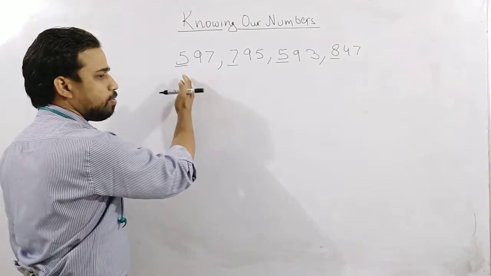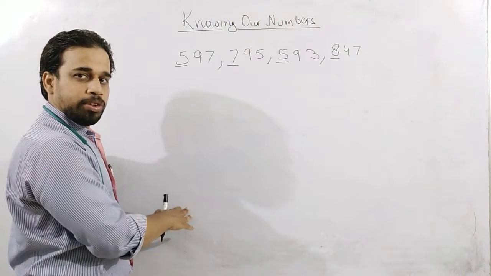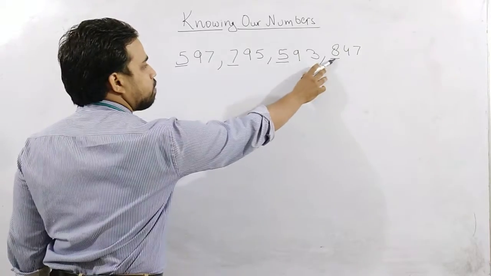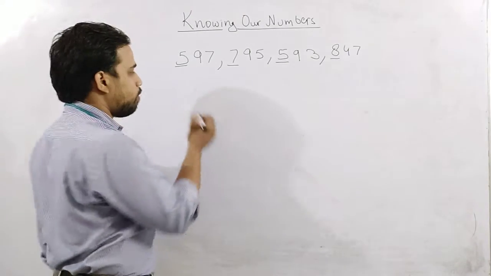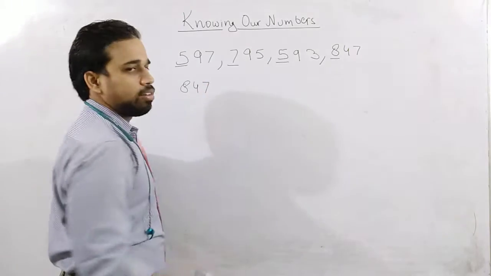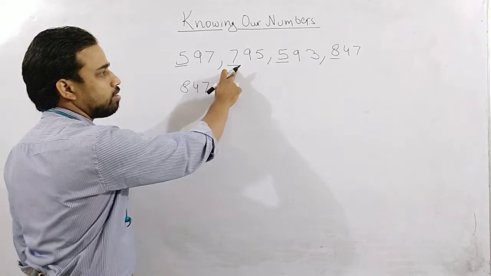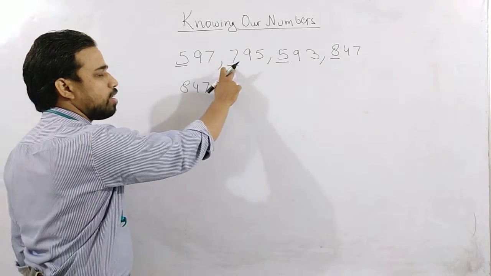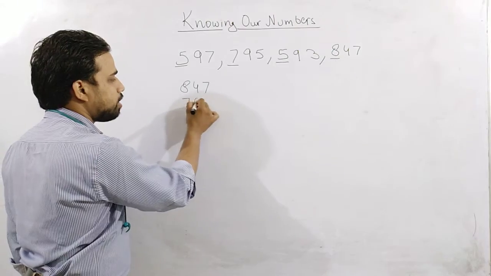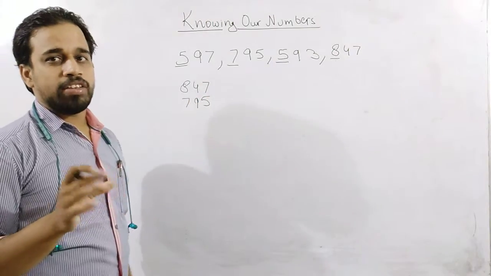Then if we have to write all the numbers from greatest to smallest, what will we do? First, we recognize that 847 is the greatest. Now we will write 847. The next value will be 7, the number with the 7 in its 100th place. It will be 795. Now there is a problem.